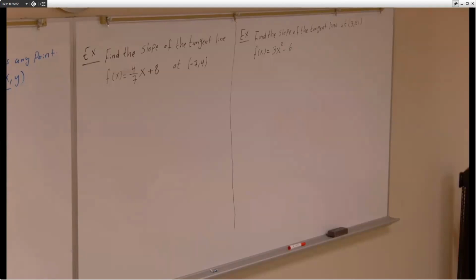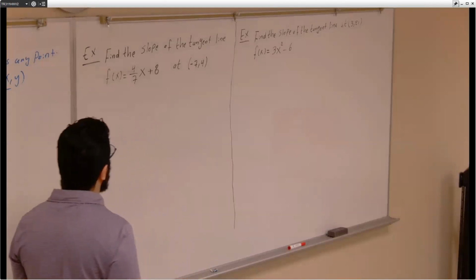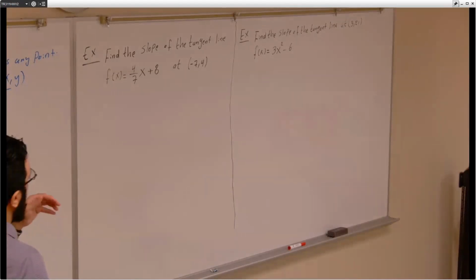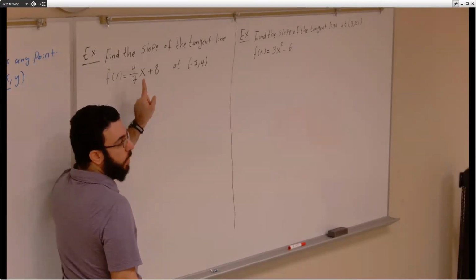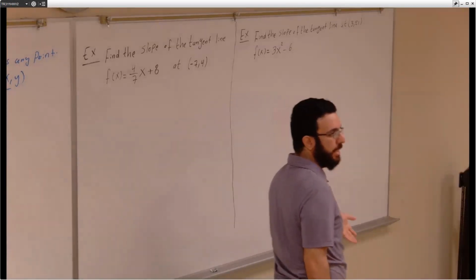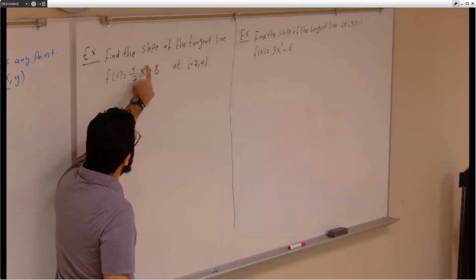So the first example, they ask you to find the slope of the tangent line, and here is our function at this point. So let's see. You can use the definition to find the slope, it's fine. But if you look at this example, it's a linear equation. Why is it linear? What was the difference between linear and quadratic? Linear, the exponent is 1. So if you look at the exponents here, it is 1. That's why it's a linear equation.